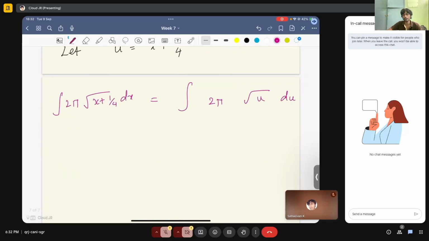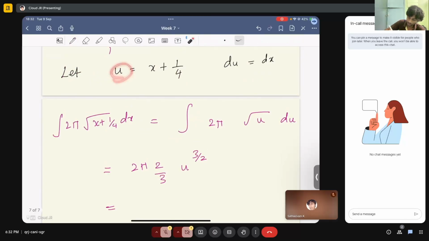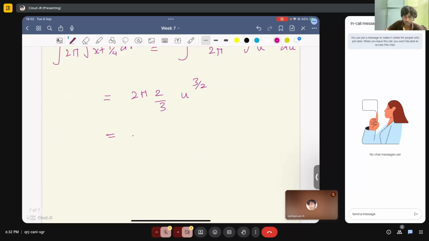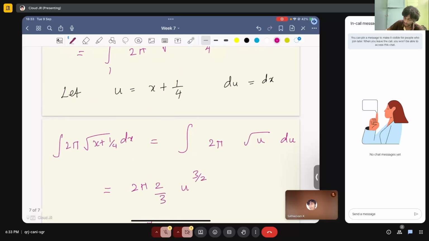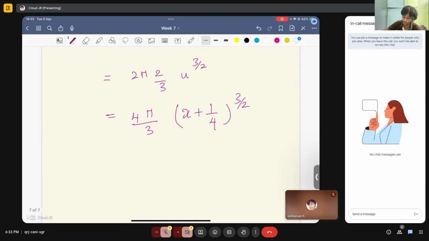So now I'm finding the antiderivative. This will be nothing but 2 pi, and you can integrate it. It's 1/2 plus 1, so it will be 3/2. It will be 2/3 u to the power 3/2. This is your indefinite integral. So now substitute back the u here. This will be 4 pi by 3, and your u will be x plus 1/4, so x plus 1/4 to the power 3/2. Now you want to evaluate it from 1 to 4.